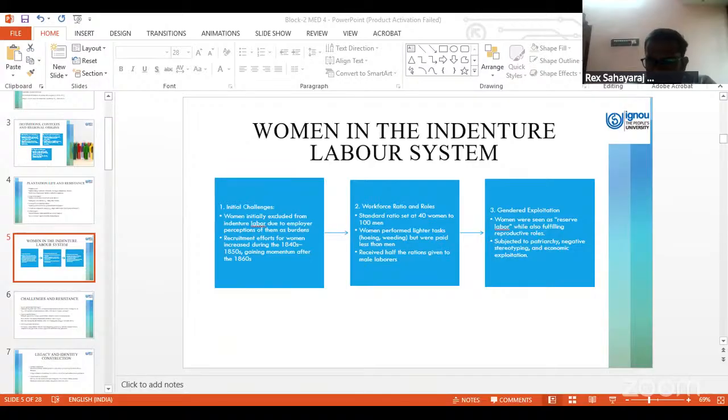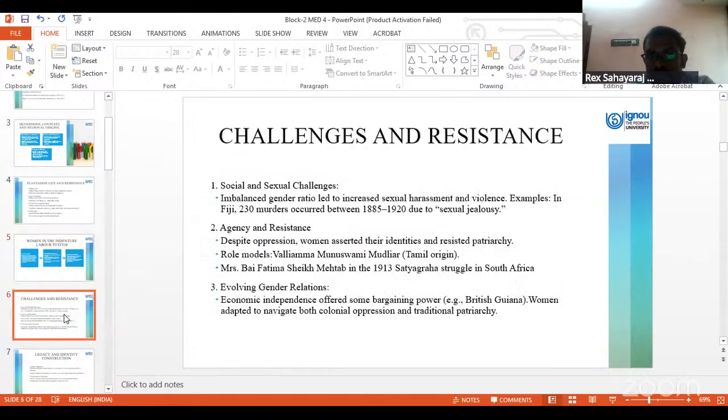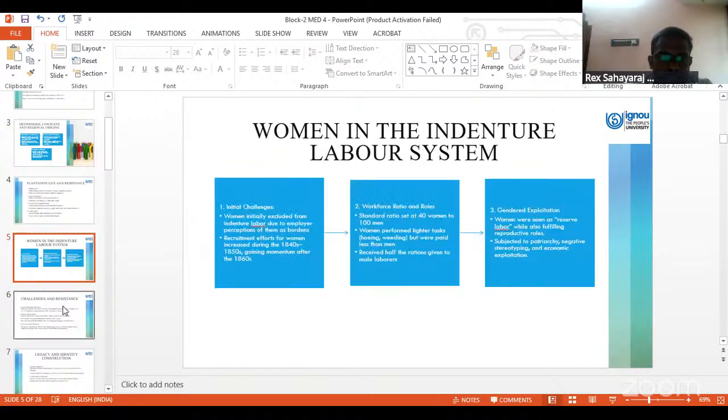So this Indian indentured labor migration across the world has done a very remarkable thing. They also started bringing the identity of the nation. And challenges and resistance, when you say social and sexual challenges, and agency and resistance, and evolving gender relations, when you say imbalanced gender ratio led to, which we have seen in the women.